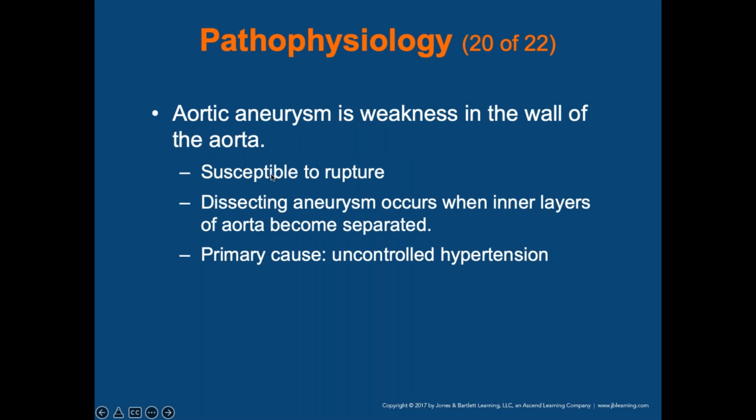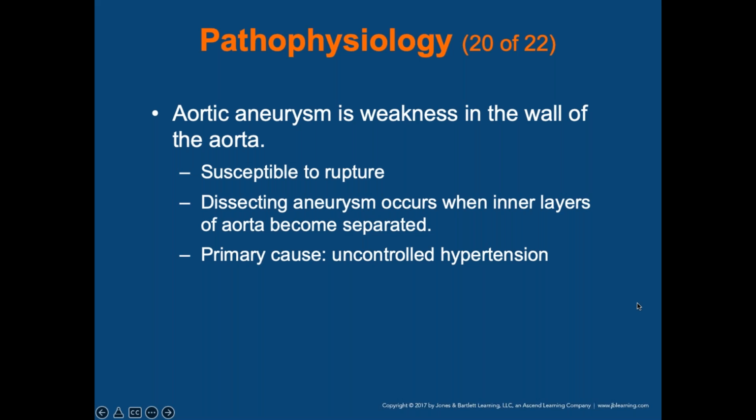So remember, an aortic aneurysm is a weakness in the wall of the aorta. It's susceptible to rupture. If it ruptures, the patient will die almost immediately. Like literally, they will die immediately. If the patient has an aortic aneurysm that ruptures even on an OR table, they have like a 2% chance of survival.